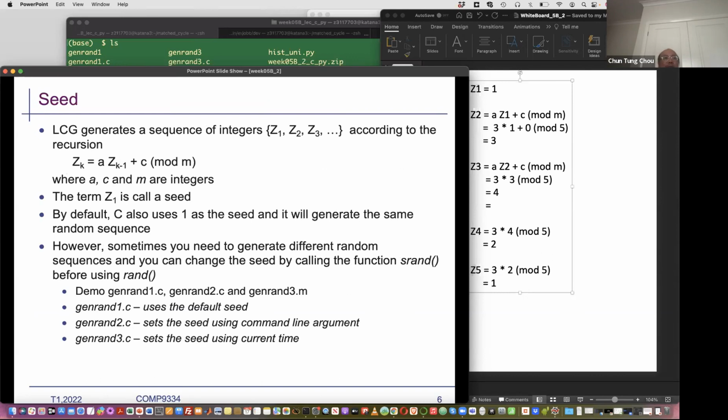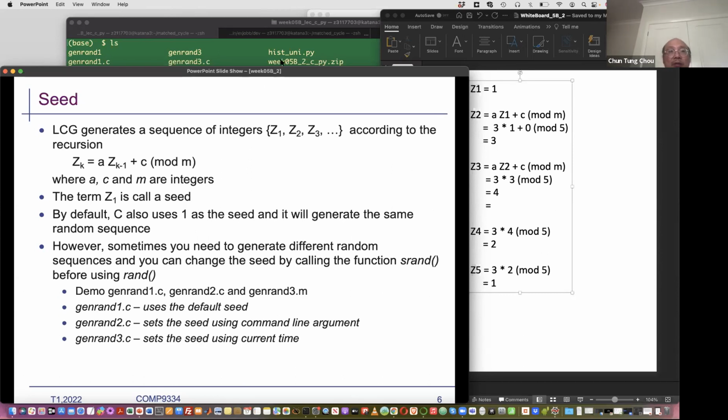Now, there is another idea about these random numbers, which is the number called a seed. What this LCG does, as you have seen, is it generates a sequence of integers starting from Z1, you go to Z2, and then Z3, according to a certain formula. The first number that you put in, Z1, is called a seed. By default, C uses 1 as a seed to start generating the random sequence.